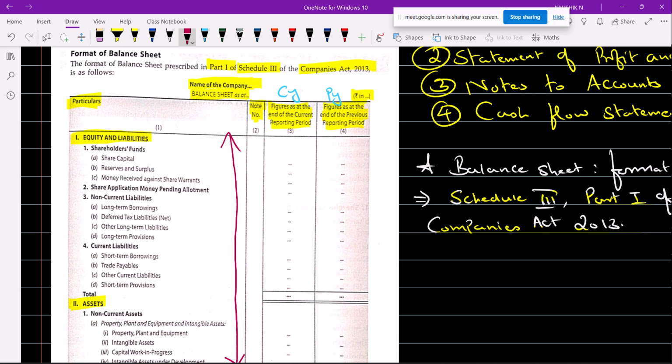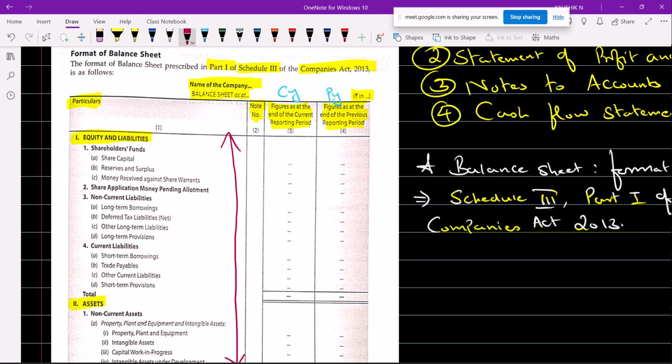In 11th, you learned only the horizontal balance sheet. In 12th, you will be using both the horizontal and the vertical balance sheet, but you have to keep in your memory which balance sheet to use in which chapter. Any doubt as of now? No, sir.